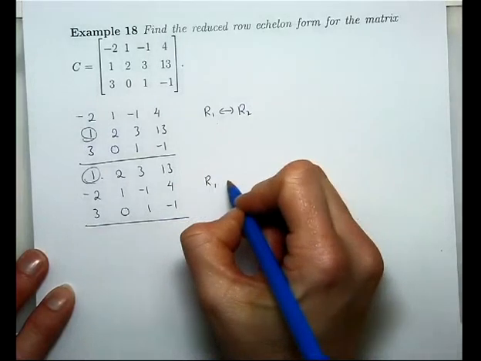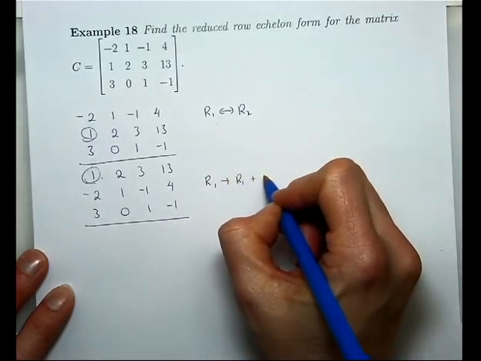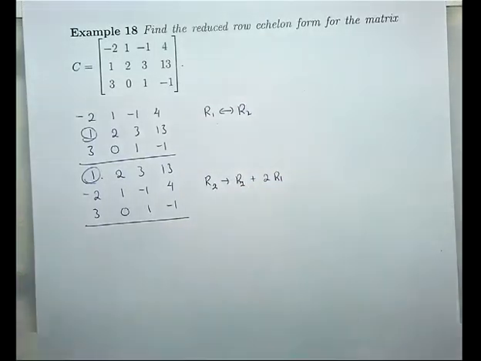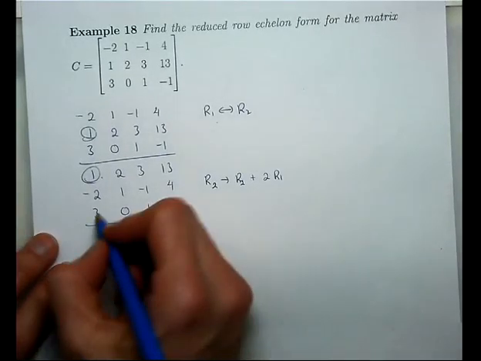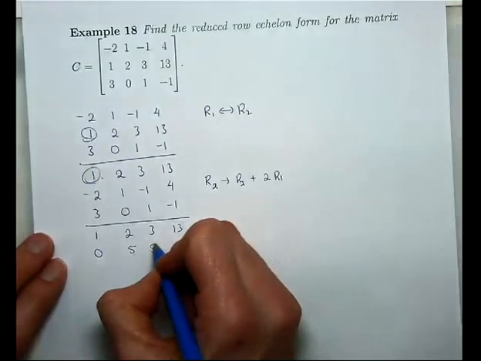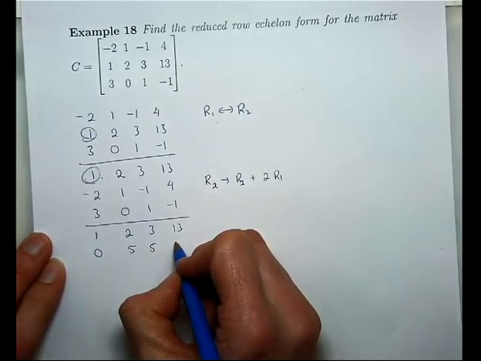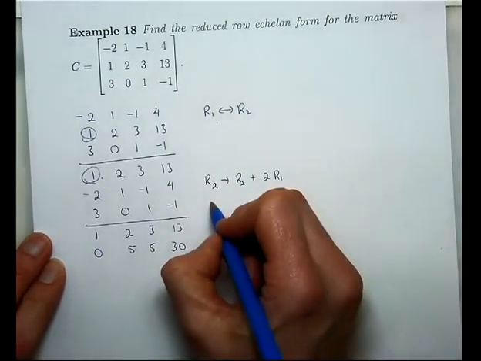Okay, so now we can pivot on this one here. Row 1 goes to row 1 plus 2. That's not right. There you go. Row 2 goes to row 2 plus 2 row 1s. This one plus 2 of those. This one plus 2 of those. This one plus 2 of those. What's that? 5. This one plus 2 of those, 4 and 26, that's 30.